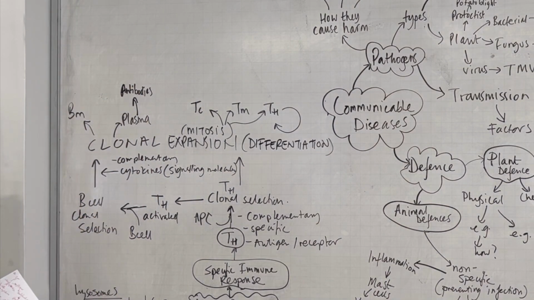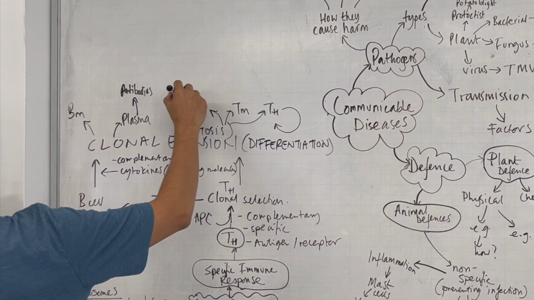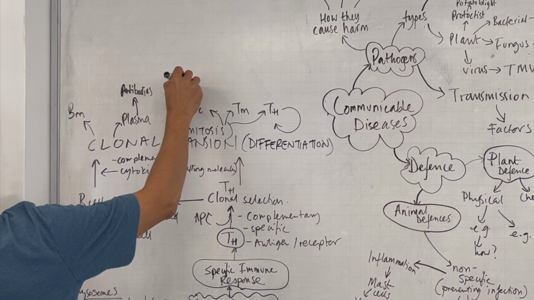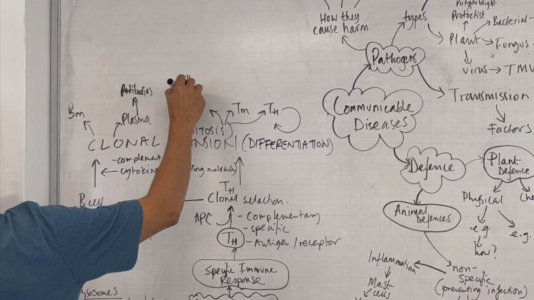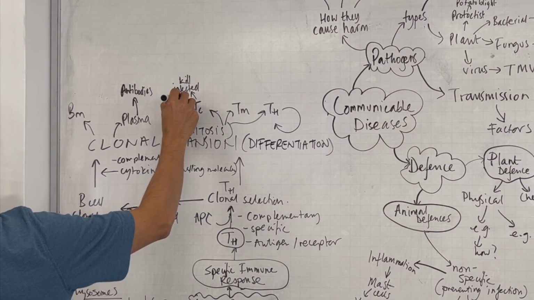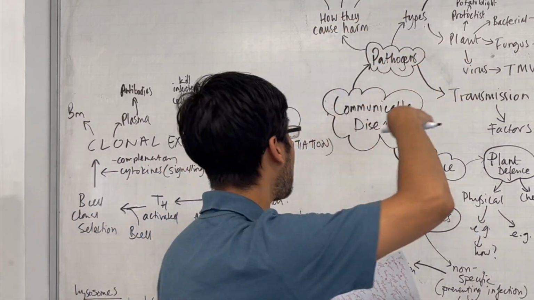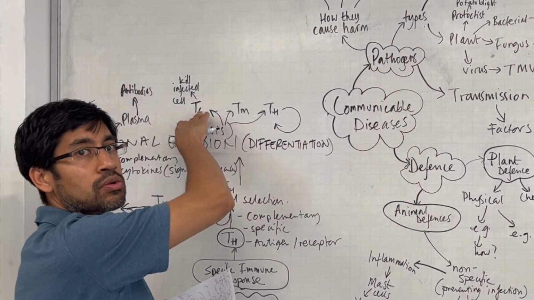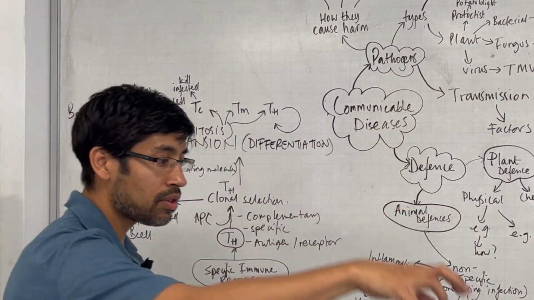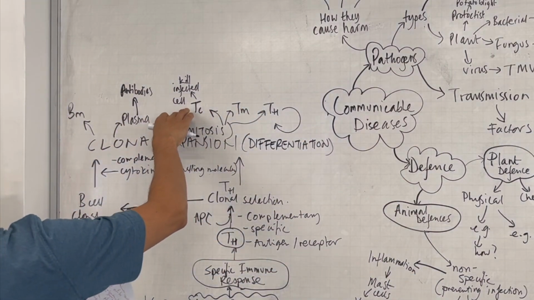Plasma cells produce antibodies, and the cytotoxic T cells, what they do is they kill any cell that's infected. Remember, infected cells will be presenting antigen on their surface, and that's how the cytotoxic T cells, or killer T cells, will identify which cell needs to be killed. So that's what the T killer cells do.